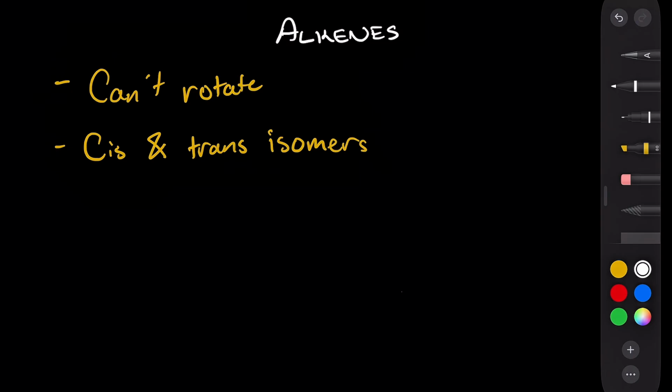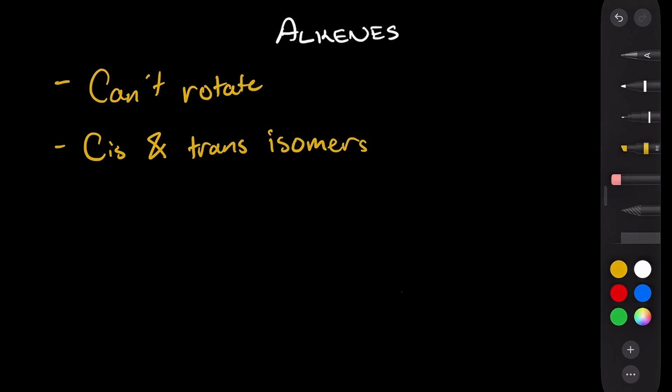Well, first we have to define what an alkene is. An alkene is where there's a double bond between two carbon atoms. So it looks something like this. If I have a carbon here and a carbon here, that would be an alkene. Okay, so I'm going to erase that.